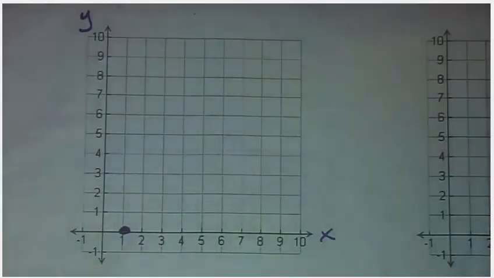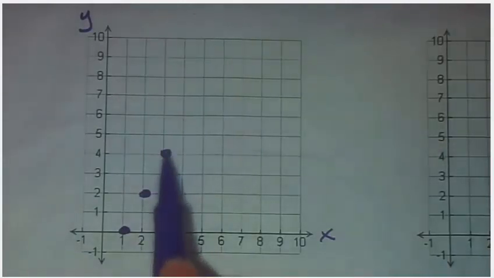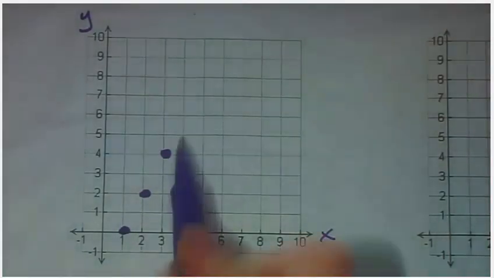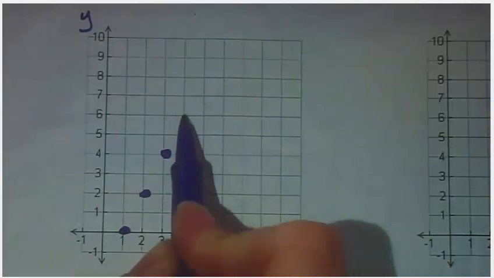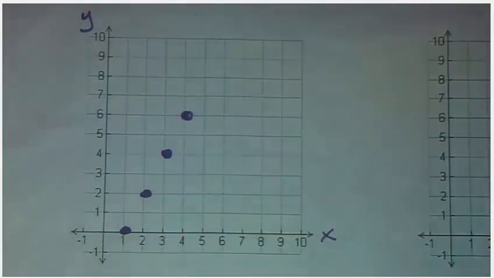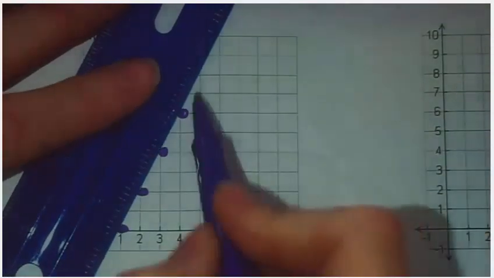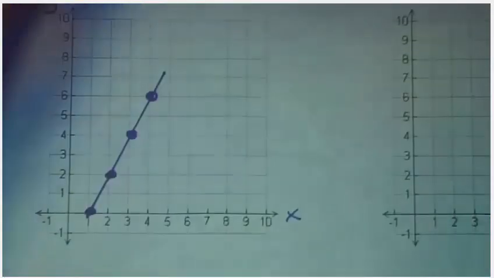The next point was 2, 2. That's a tough one to mess up, even if you mix up your x's and your y's. Our next, x is 3 and y is 4. So x is 3, y is 4. You'll notice they're falling into a straight line, which is a good thing. The last is 4, 6. So go to the right 4 and up 6. So I'm going to connect my dots because I don't like to just leave those dots hanging. So we have a straight line.